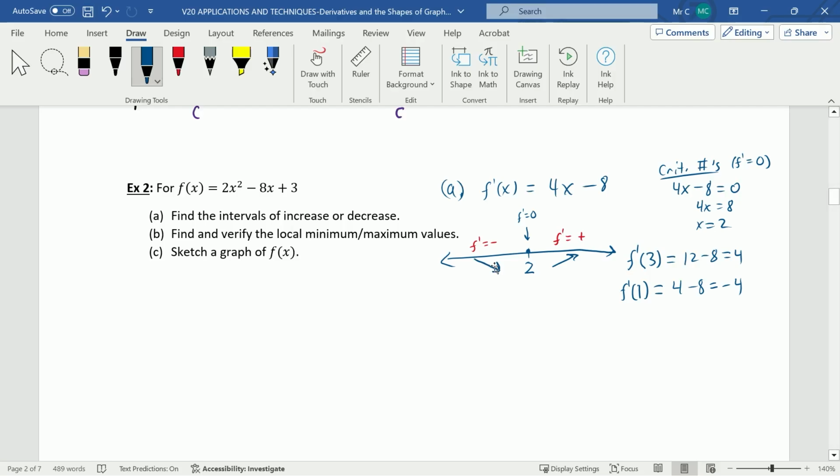And now we'll summarize that information by actually specifying the intervals. So what does this tell us? F is increasing when, well, let's just say we'll do it in interval notation. Increasing on the interval from 2 to infinity. And f is decreasing on negative infinity to 2.